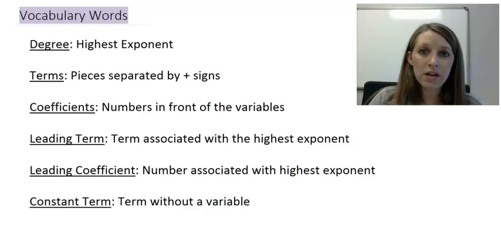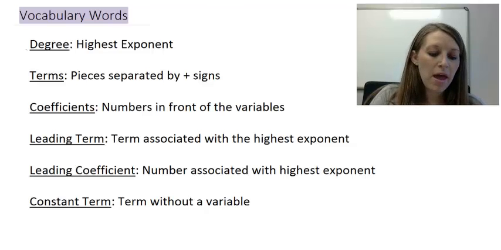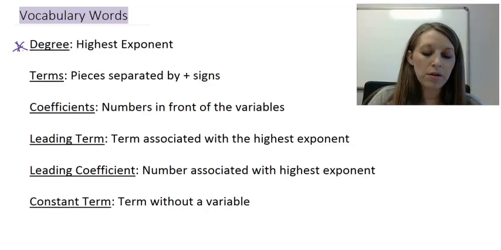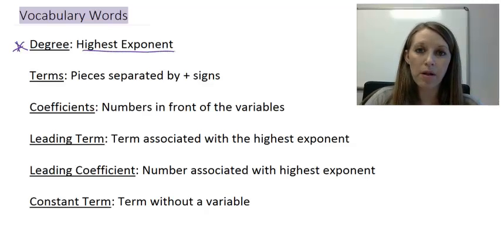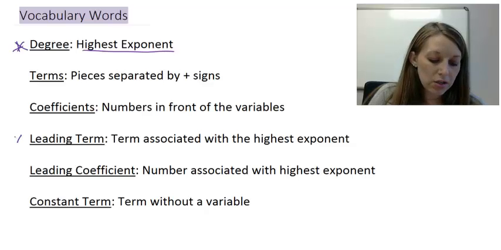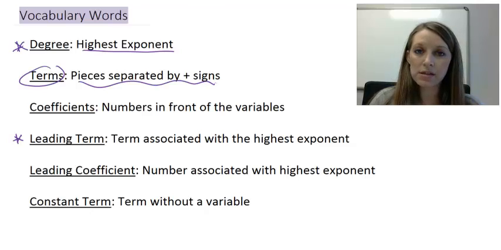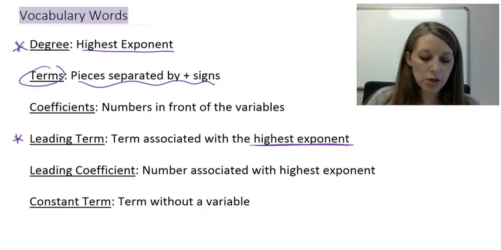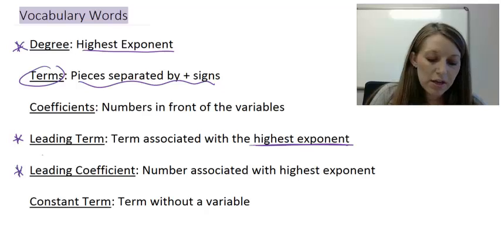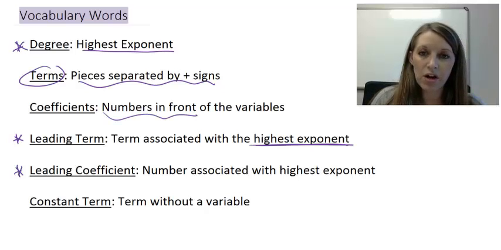So the ones that we definitely need to be reminded of this time are the degree of our polynomial, and that is the highest exponent of the polynomial. The leading term of the polynomial, and remember terms are pieces separated by the plus signs. So the leading term is the one that's associated with the degree, or the one that's associated with the highest exponent. Now connected to the leading term is the leading coefficient. So coefficients are the numbers in front of the variables. So our leading coefficient is the number associated with the highest exponent.